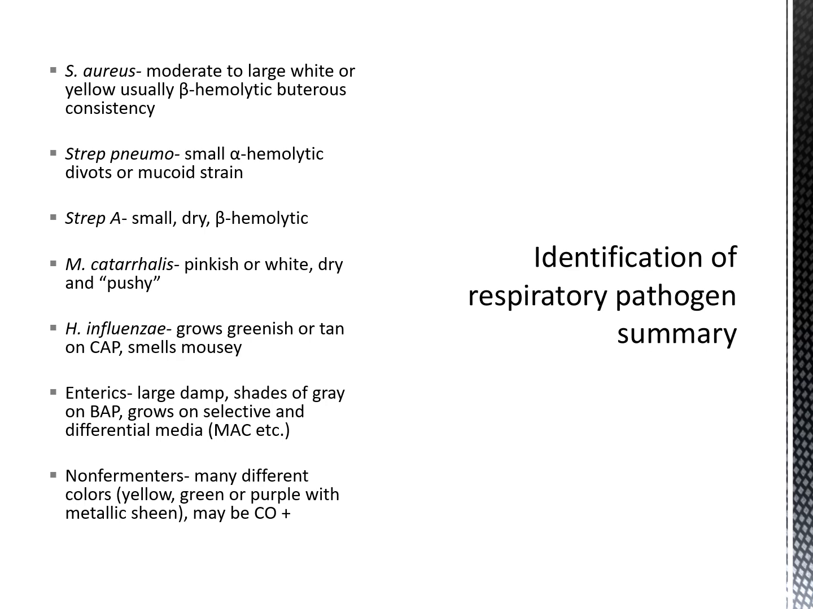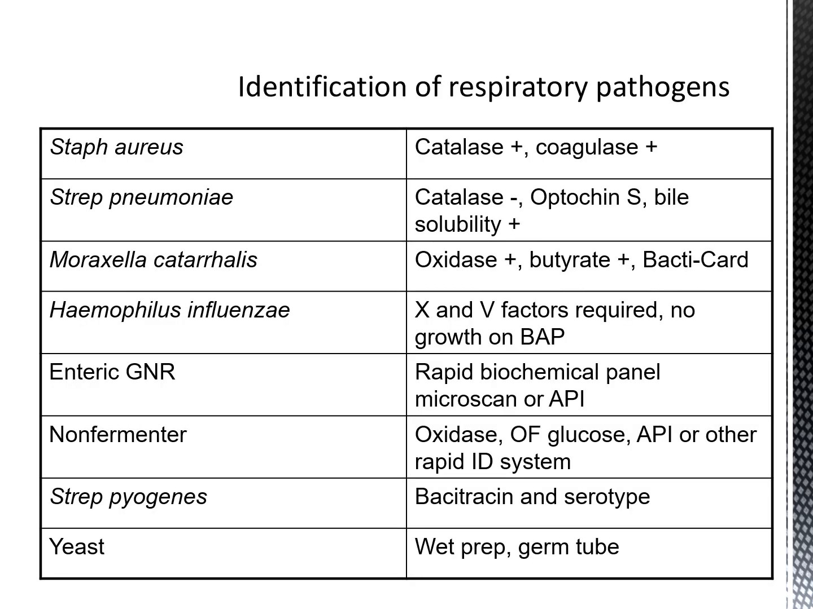So the reason why in this slide I've described all of their macroscopic appearances is because when you are dealing with respiratory pathogens, you have to notice these morphologies among a sea of normal flora. You kind of have to pick out the pathogens from the normal flora. And then finally, the last slide here is just a summary of everything I said in the previous slide. And these are ways that you can identify respiratory pathogens.